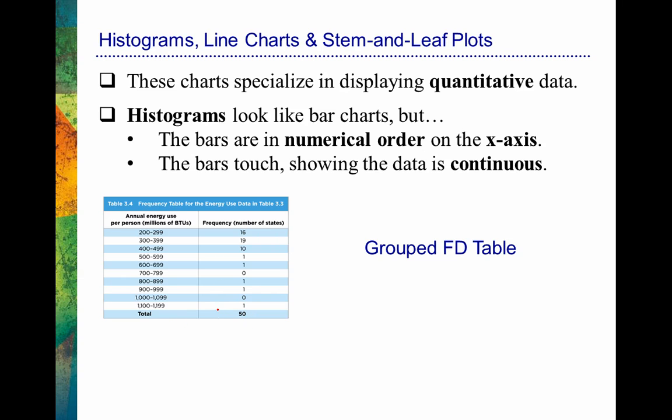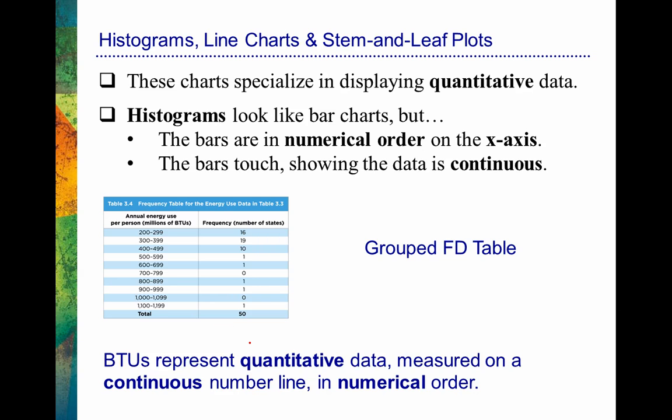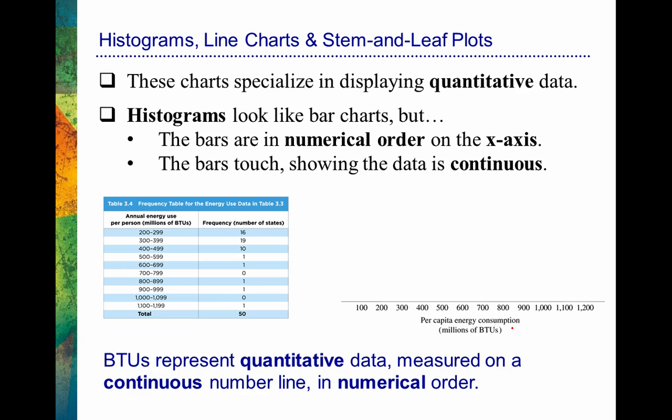Well, we can take that data and we can represent it in a histogram. Because we're dealing with quantitative data and it's measured on a continuous number line, we'll want to make sure that number line is in order from lowest to highest, numerically. It makes sense. So we're starting here with like 100, 200, 300, and of course, 0 is right around here. And now we can put bars to represent each one of these groups.